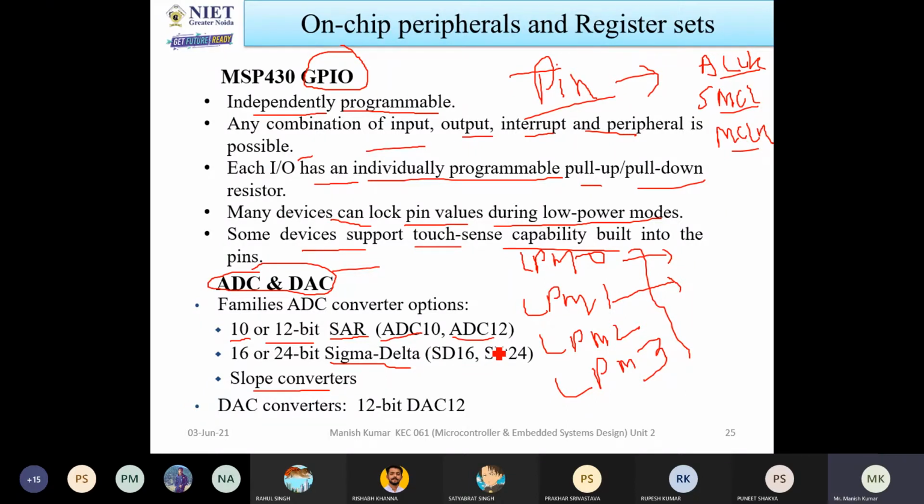So it will do the job for a particular number of bits. Like if you want to provide the input to ADC 10, the maximum you can provide is 10 bits at a time. Same way, you have a Sigma Delta converter. For the Sigma Delta converter, there are two varieties, ST16 and ST24. It means that one Sigma Delta converter is of 16 bits and another is of 24 bits. And there are also slope converters. And when we are talking about the DAC converters, then 12-bit DAC 12s are present on that. So DAC 12 is of 12 bit. So the bit indicates how much data it will process at a time.